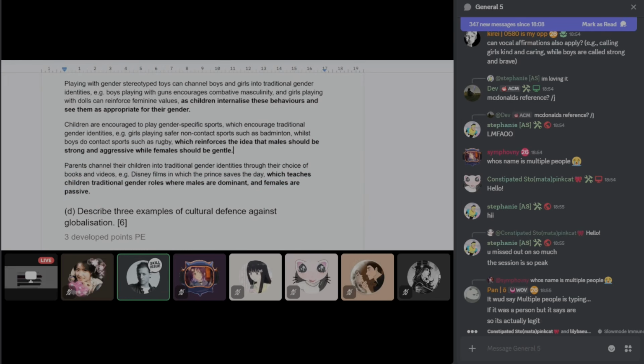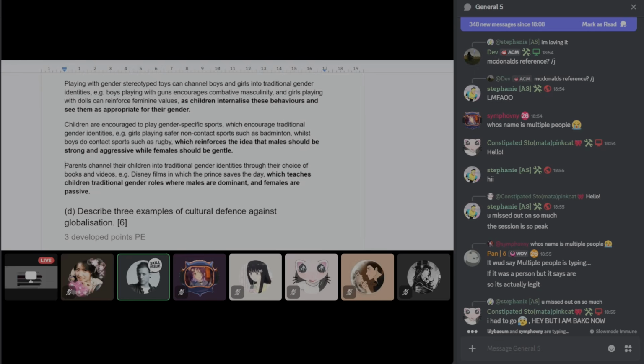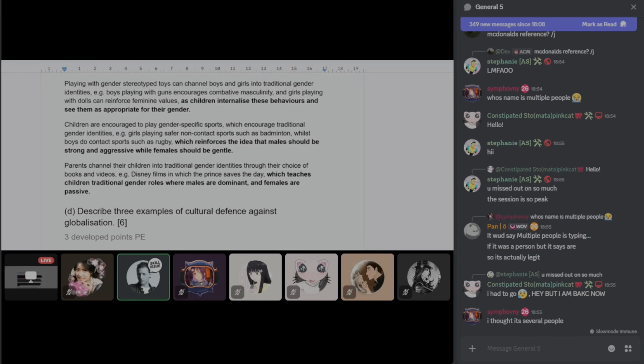And then third, parents channel their children into traditional gender identities through the choice of books and videos. And here media comes in, if you guys ever studied media, although it's removed from the syllabus. Disney films, in which the Prince saves the day, teach children traditional gender roles where males are dominant and females are passive.